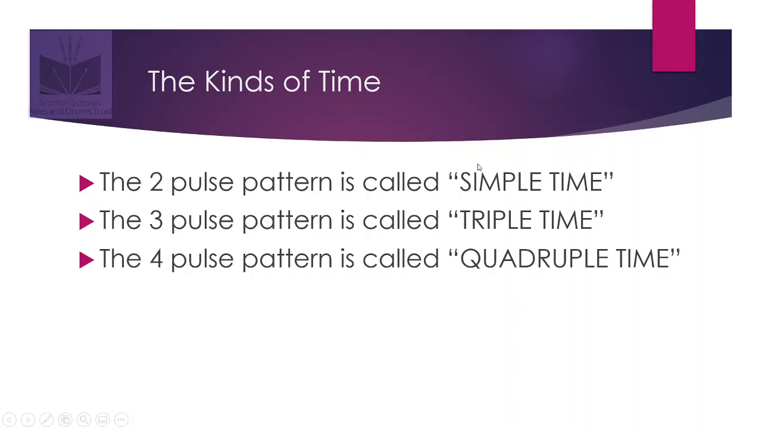Alright, so that should say duple time. D-U-P-L-E. Duple or double, meaning it's got 2 beats. 3 pulse pattern, triple time. 4 pulse pattern, quadruple time. Alright, so that's the 3 kinds of time that we deal with.